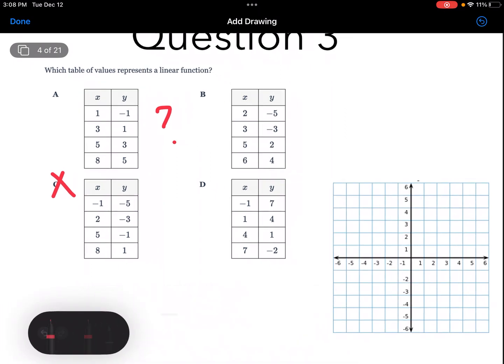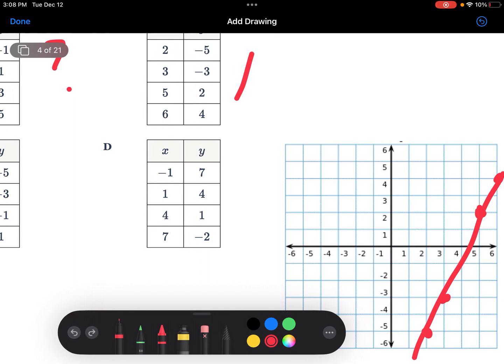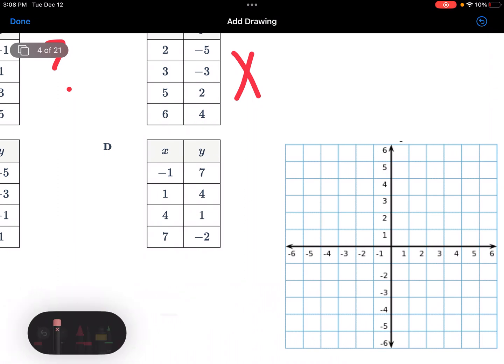All right, so then we've got 2, negative 5. And then 3, negative 3. And then 5, 2. Ooh, this one's getting kind of crazy. 6, 4. That one looks kind of crazy too. I'm going to go with not that one. And then let's try that last one.